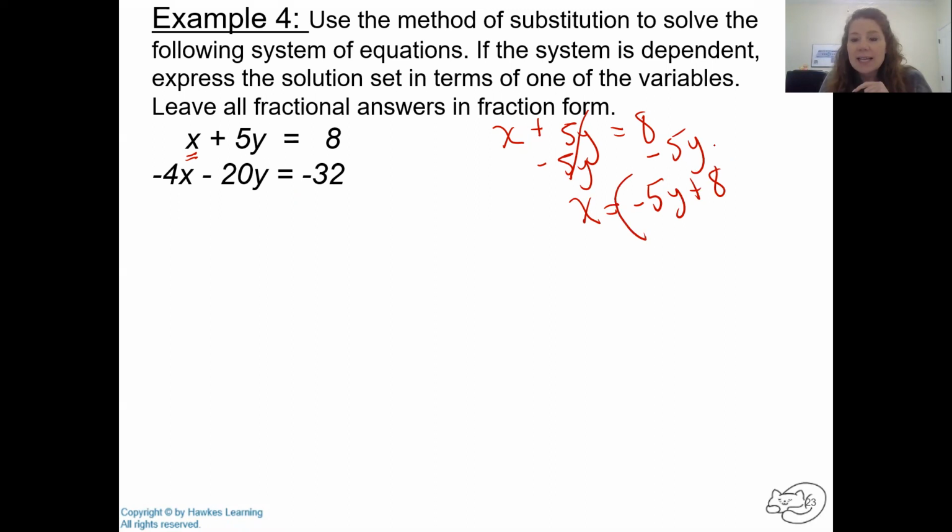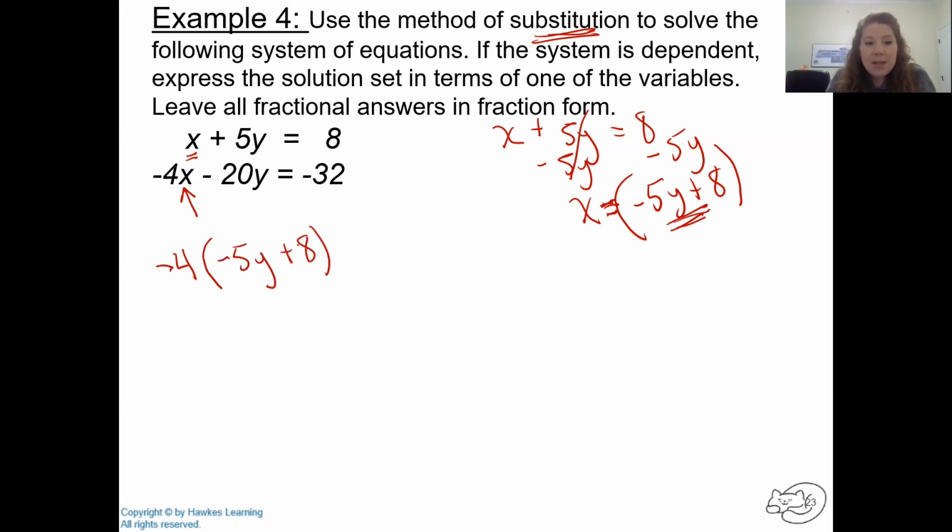Now, I just solved for x. I just said that x is negative 5y plus 8. So I'm substituting this x right here with all of this. That's why I put it in parentheses. If you get a long expression, make sure you put it in parentheses. So we're doing substitution. That's why I'm doing this. All right, so in the bottom equation, I'm going to bring down my -4. -4 times x, and in this situation, x is -5y plus 8. Now bring everything else down. Minus 20y is equal to -32.